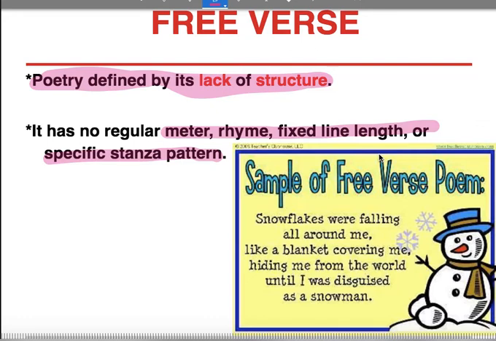There's no clear rhyme here. Each line has a different number of words. There's no patterns. There's no rhyming. There's nothing. So this is just called free verse. The writer just went with it.